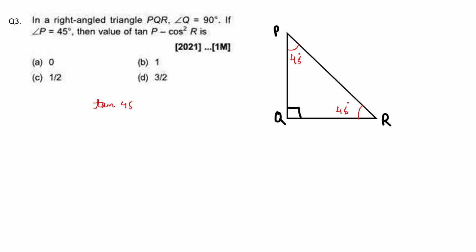degree minus cos square 45 degree. So tan 45 degree will be 1 and cos square 45 degree. Cos 45 is 1 by root 2. So 1 by root 2 whole square. So it is 1 minus 1 by 2. So it will be, if you take LCM, LCM will be 2 and if you solve, the answer will be 1 by 2, which is option C.